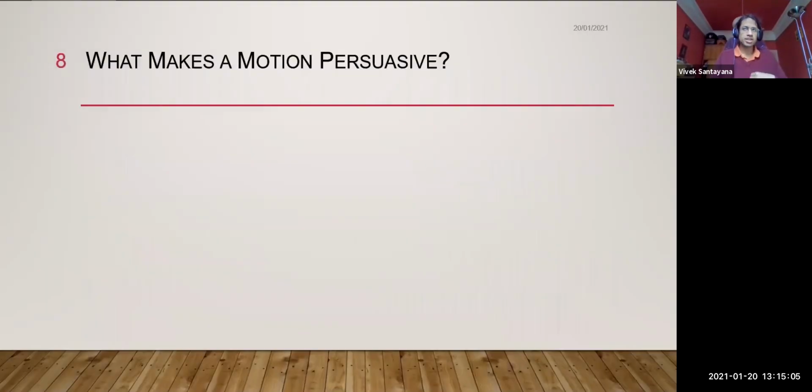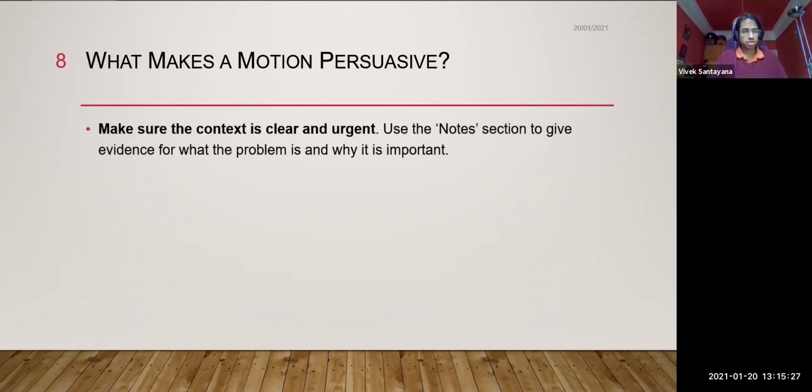So that is what a motion looks like. But obviously, there's more to a motion than just writing it. A motion needs to be persuasive. Now, these are just my experiences on what makes a motion persuasive. Obviously, it varies from issue to issue and the scale of the problem and whom it affects. But from my experience, there are just 3 things to bear in mind. The first is make sure that the context is clear and urgent. Use the notes section to establish what the problem is and why it is important.